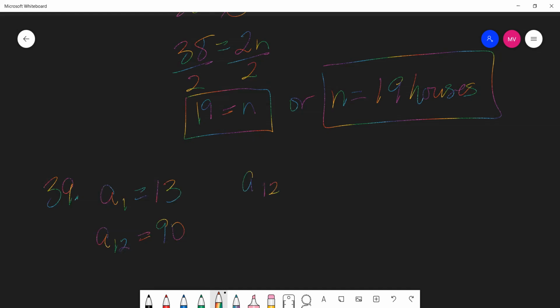I'm going to write this out in baby steps, just so you can see where I'm getting the numbers. A12 equals A1 plus N minus 1 times D. All right, so why did I put 12? Oh, A12. I didn't see my A. So what's the term at position 12? 90. What's the term at position 1? 13. And what position are we trying to find? 4.